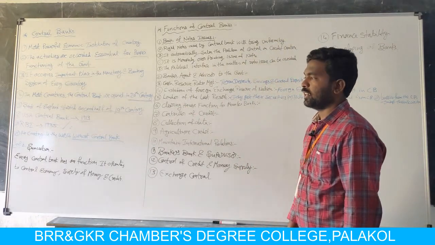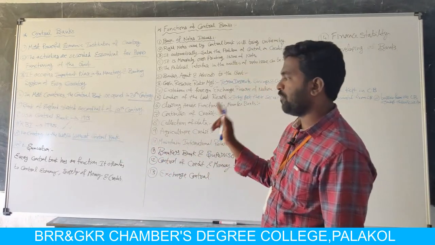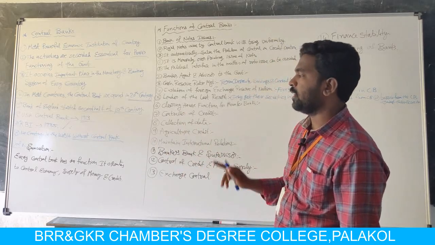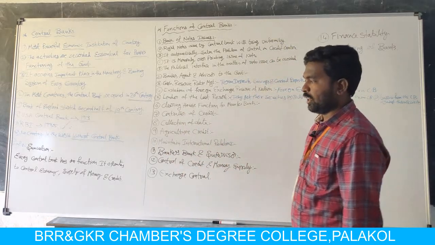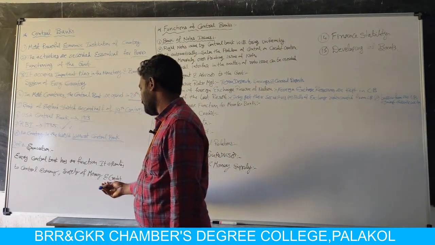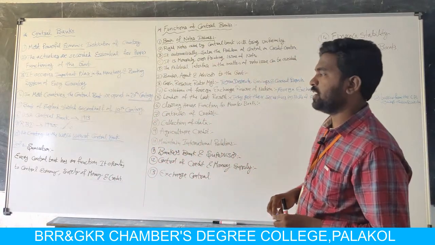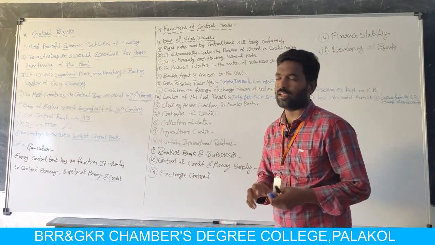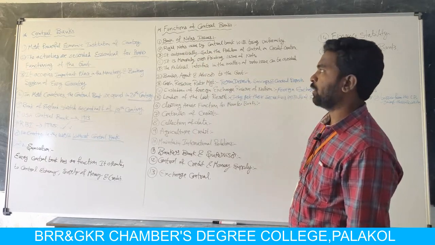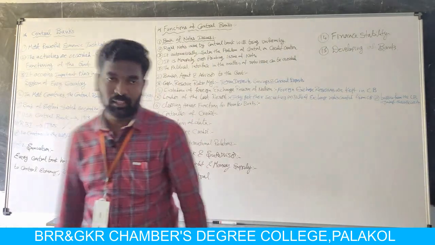Then the definition by Samuelson: every central bank has one function. It operates to control the supply of money and credit also. This is the central bank definition by Samuelson. This is the meaning and definition of central bank. Is it clear? Then the functions of the central bank.